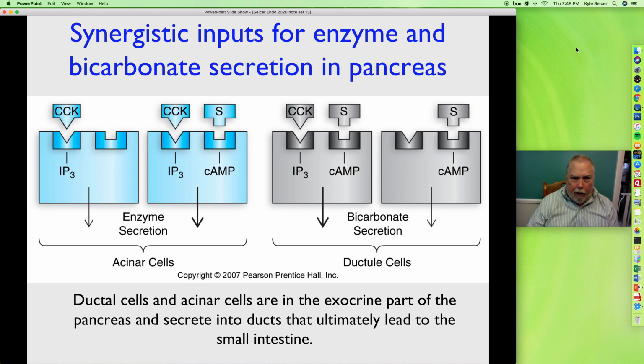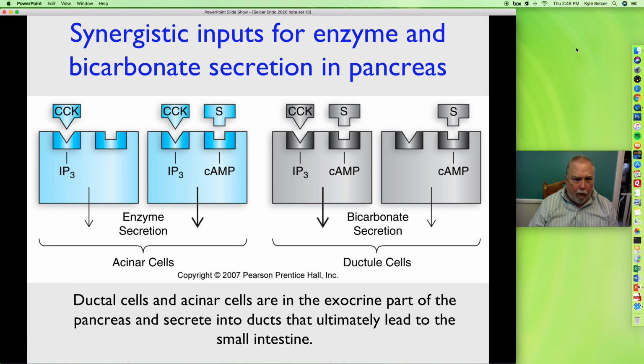There's also synergy on the pancreatic enzymes. Cholecystokinin binds to a receptor and stimulates an IP3 pathway. But on those same cells, there are also secretin receptors that work through a cyclic AMP pathway. If cholecystokinin binds to the acinar cells of the pancreas, you will get some enzyme secretion to break down fats, proteins, and nucleic acids. But it's kind of low.